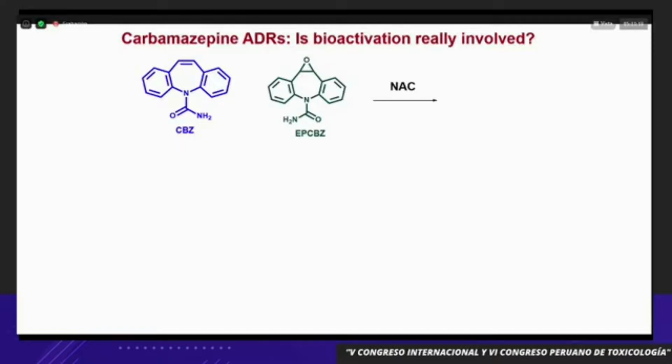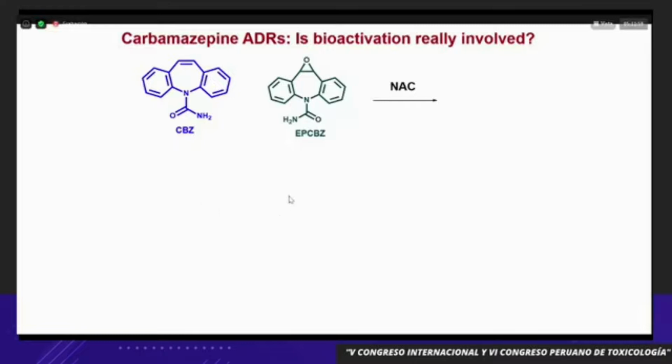And the example that I will show you is an example of how a terrible result in terms of organic chemistry can lead to very interesting results in terms of toxicity. Because indeed, my student failed in obtaining the pure epoxide, and she ended up with a mixture that contained a large amount of carbamazepine and also our product. But since no reactivity between carbamazepine and N-acetylcysteine was expected, I told her, okay, go ahead with the reaction with N-acetylcysteine and we'll see what we obtain.